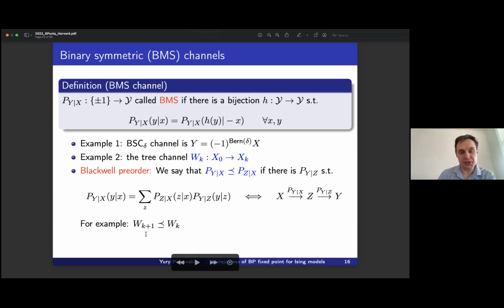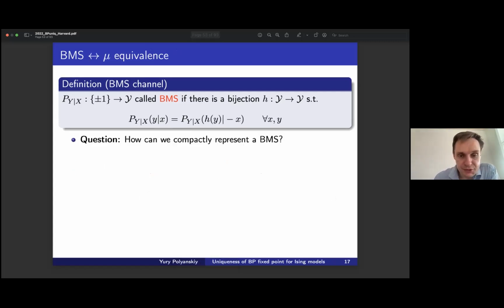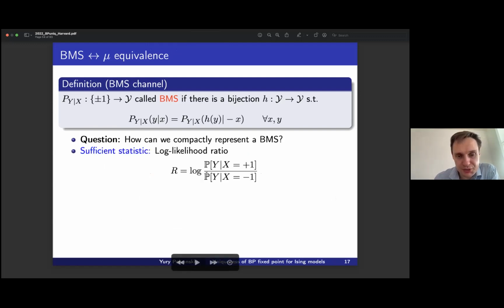So for example, the depth k+1 tree channel is definitely worse than depth k, because we obtain k+1 observations from k. Now another question is, how do you think of a channel when you're an information theorist? Well, instead of carrying this abstract output alphabet, for example consisting of d to the k bits, like in the tree channel, we can just think about log likelihood ratios again. That's a sufficient statistic.